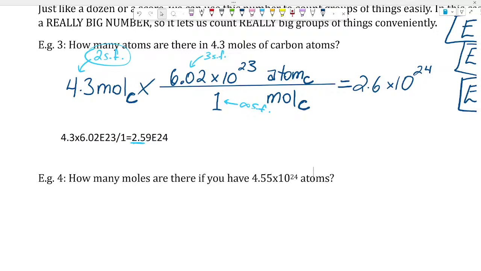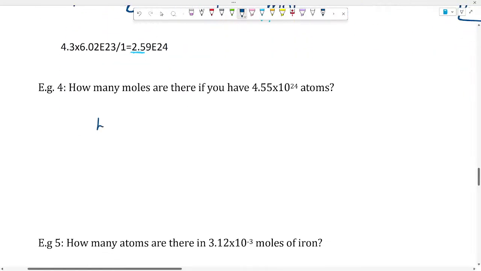And then you know what we're never going to do again? Count atoms. That's going to be the trick. Tomorrow we learn the trick. Today, we're in the doldrums. So how do I set this math up? What do I write? 4.55 times 10 to the exponent 24 atoms.